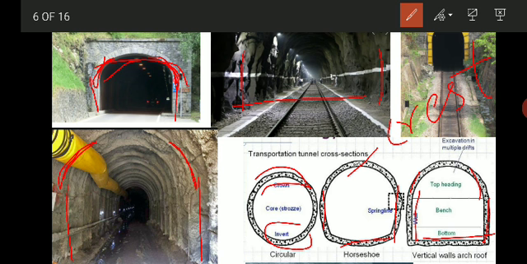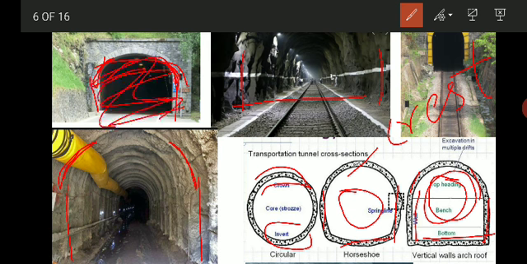Then there is a drift. Drift means a horizontal excavation that is made. So this portion is excavated horizontally. Excavation in multiple drifts is done here. So drift is the horizontal excavation. Then heading means the excavated face of the tunnel, that is this one. The excavated face of the tunnel is called the heading. So these are the different parts of the tunnel.